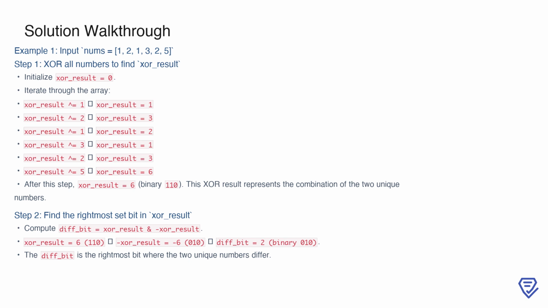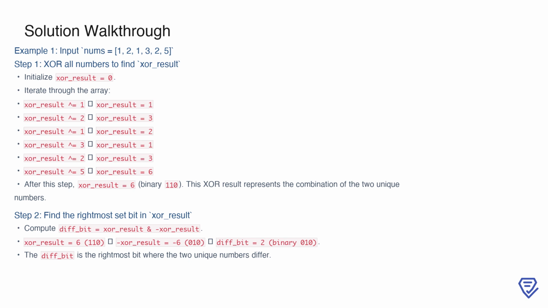To solve this problem, we start by finding the XOR of all the numbers in the input array. The XOR operation helps us identify the combined result of the two unique numbers, as all the duplicate numbers will cancel each other out. We initialize XOR_result to 0, then iterate through the array. For each number, we compute XOR_result ^= num and update its value. For example, starting with 0, XOR with 1 gives 1, XOR with 2 gives 3, and so on. By the end of the iteration, XOR_result equals 6, which is represented as 110 in binary. This value is the XOR of the two unique numbers.